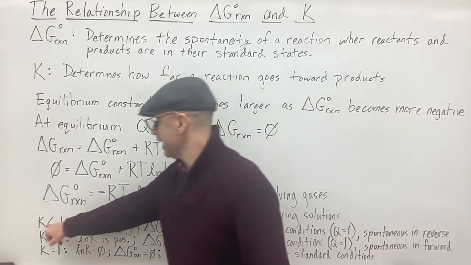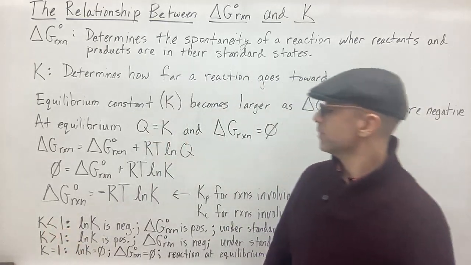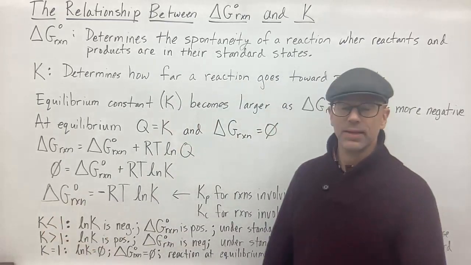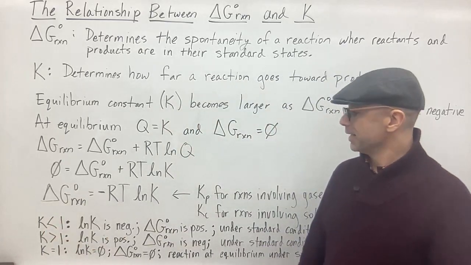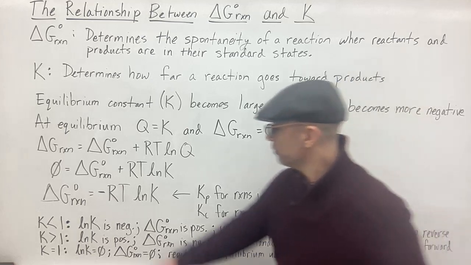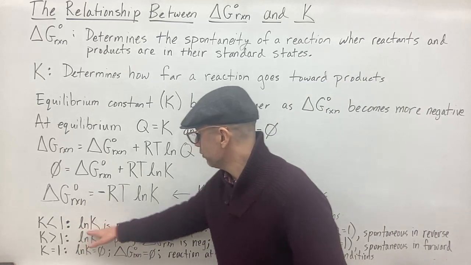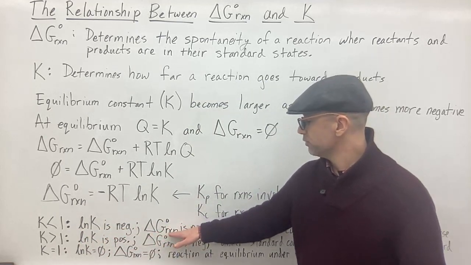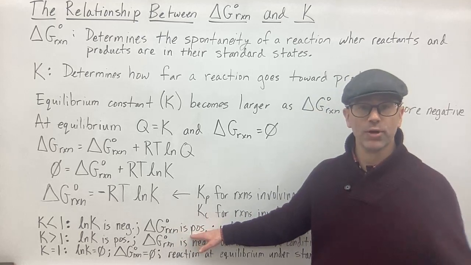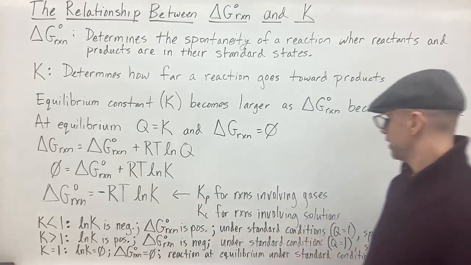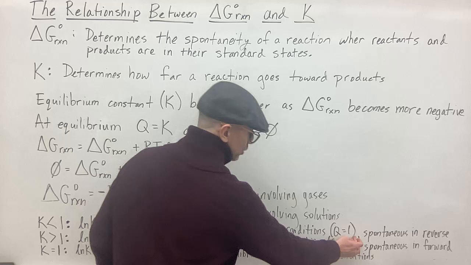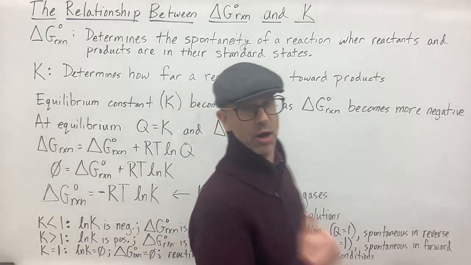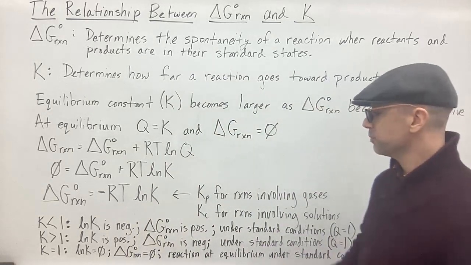If K is less than 1, remember, that's going to be favoring reactants. So we can see that the natural log of K is going to be negative, and therefore the standard free energy change of the reaction is going to be positive, therefore not spontaneous. So under standard conditions, where Q is equal to 1, it's going to be spontaneous in the reverse reaction, not in the forward reaction.